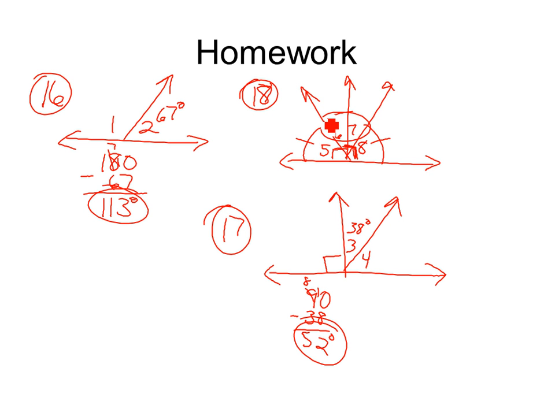So what did they tell us here? They told us that angle 6 was 29 degrees. What's angle 7 got to be then? 29. How do you find 5 and 8? Subtract 29 from 90. 90 minus 29. What's that give us? 61. So that means both of them are 61.